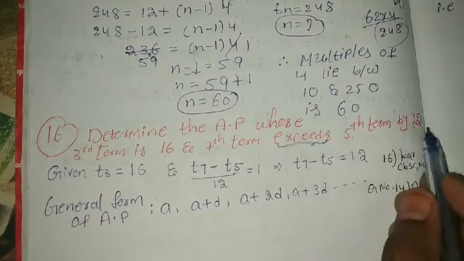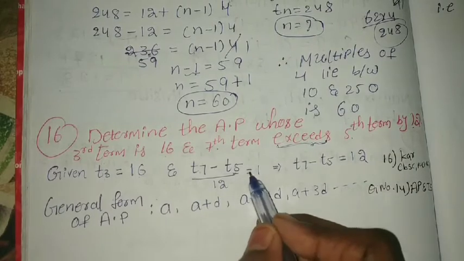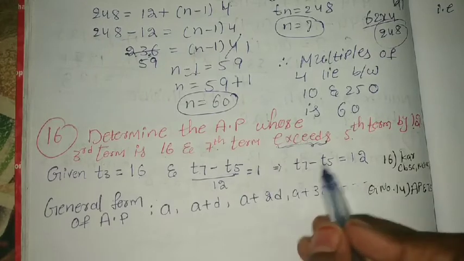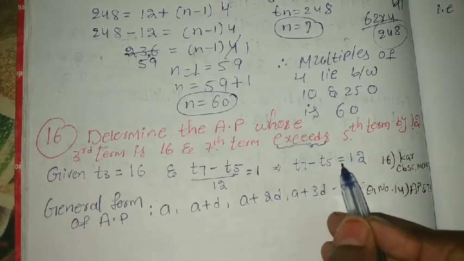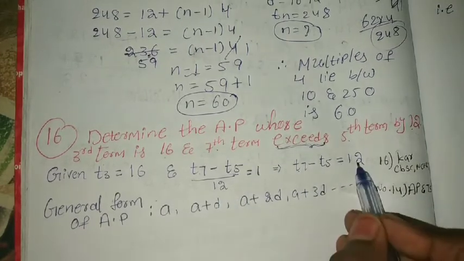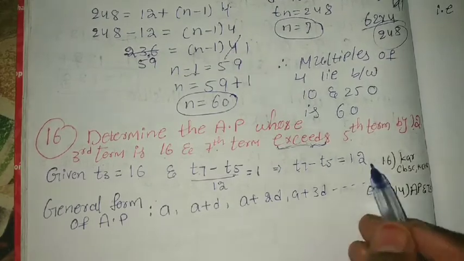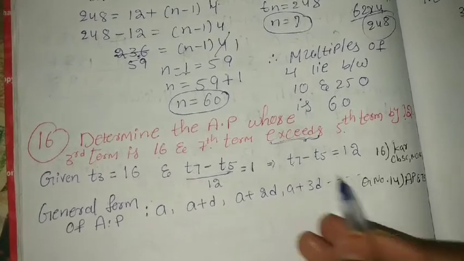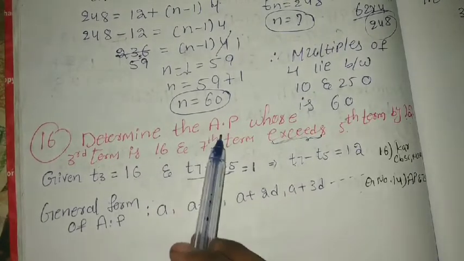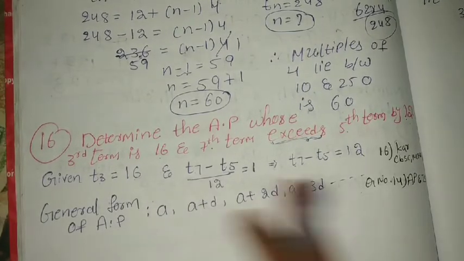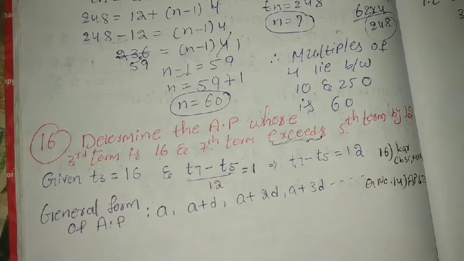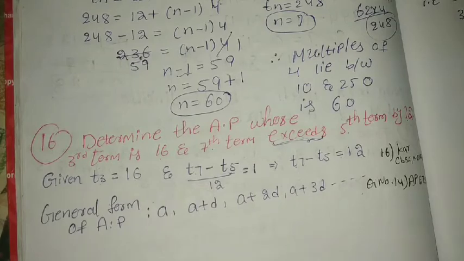That means by 12. So the equation we get here is term 7 minus term 5 is equal to 12. Already we know the general form of an arithmetic progression. You can write it here itself. And what do we need to find? We need to find the arithmetic progression. That means we need to find the sequence. How can we find it?